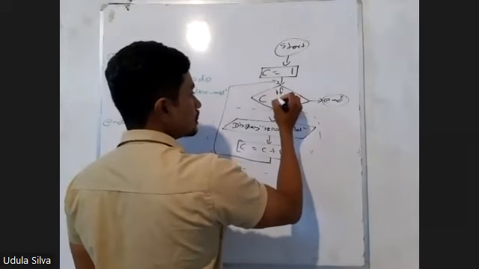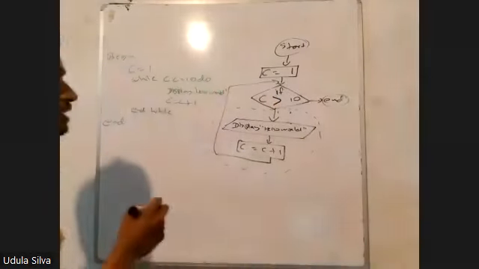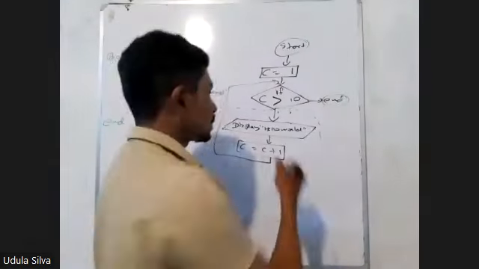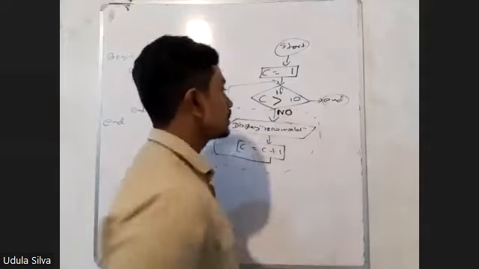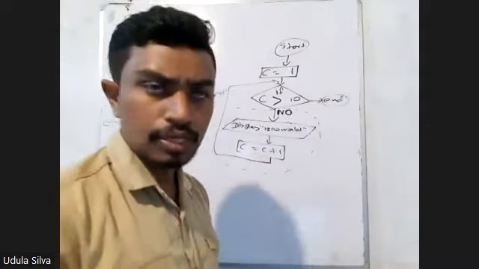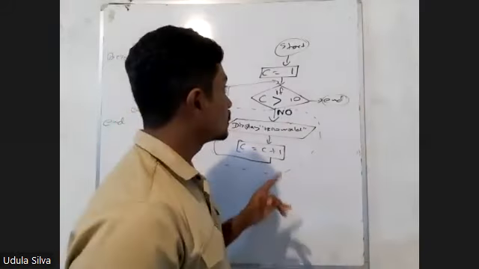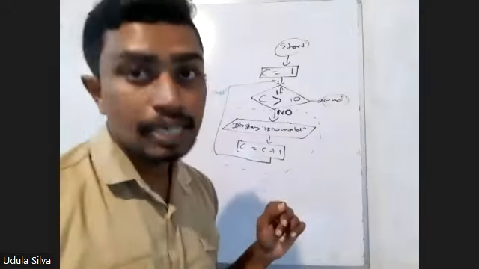If c greater than 10, what is c? c is 1. Is 1 greater than 10? No, right? No. Then we have to repeat from the no side. And in the no side, taking the repeat curve, when you repeat from the no side, now see how many times this program will repeat: 10 times.